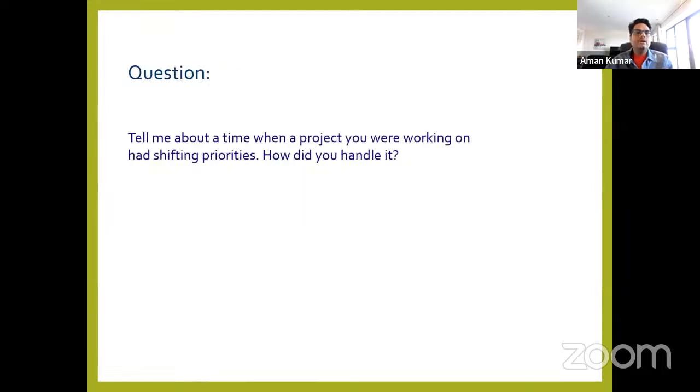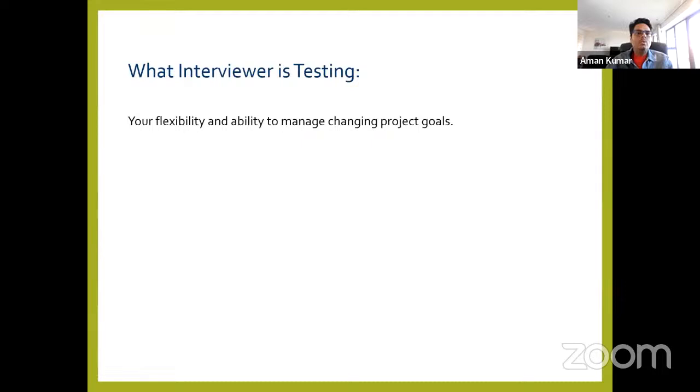Okay. Next is, tell me about a time when a project you were working on had shifting priorities. So sometimes what happens is the leadership tells you our priority is this, and in between the project they will tell you the priority has shifted from this to this. So this kind of scenario, how do you handle? What the interviewer is testing is your flexibility and ability to manage changing project goals.